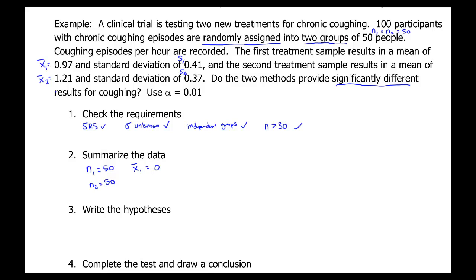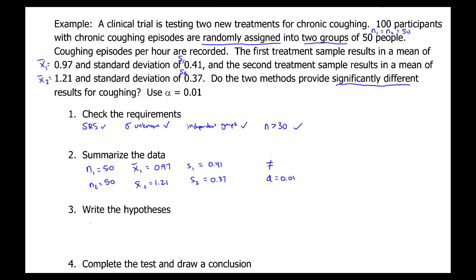Sample mean for the first group is 0.97. Sample mean for the second group is 1.21. Sample standard deviation for the first group is 0.41, and for the second group 0.37. It says significantly different, so we're going to use a two-tailed test, not equals, and it tells us alpha is 0.01. So there's all the information from the problem.